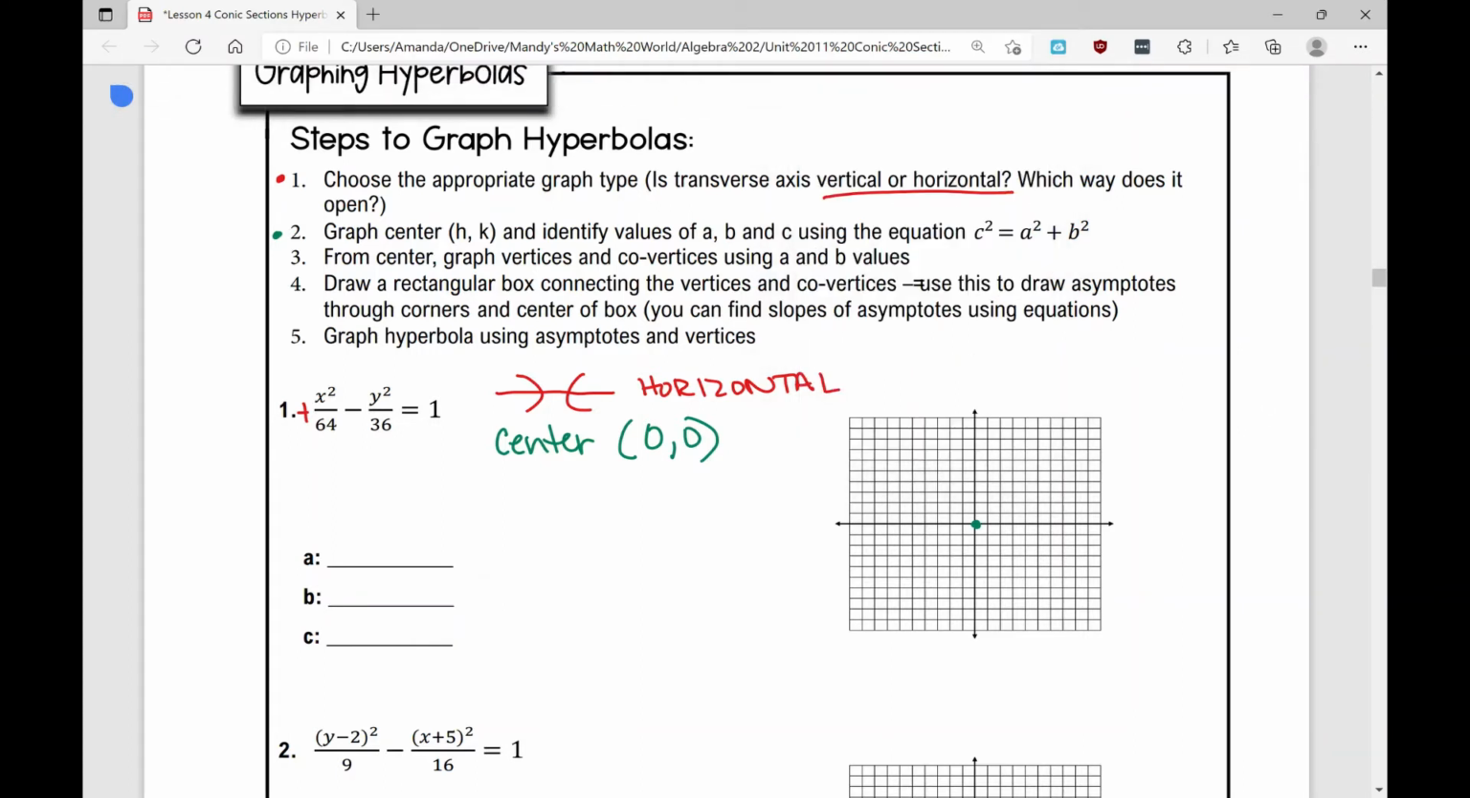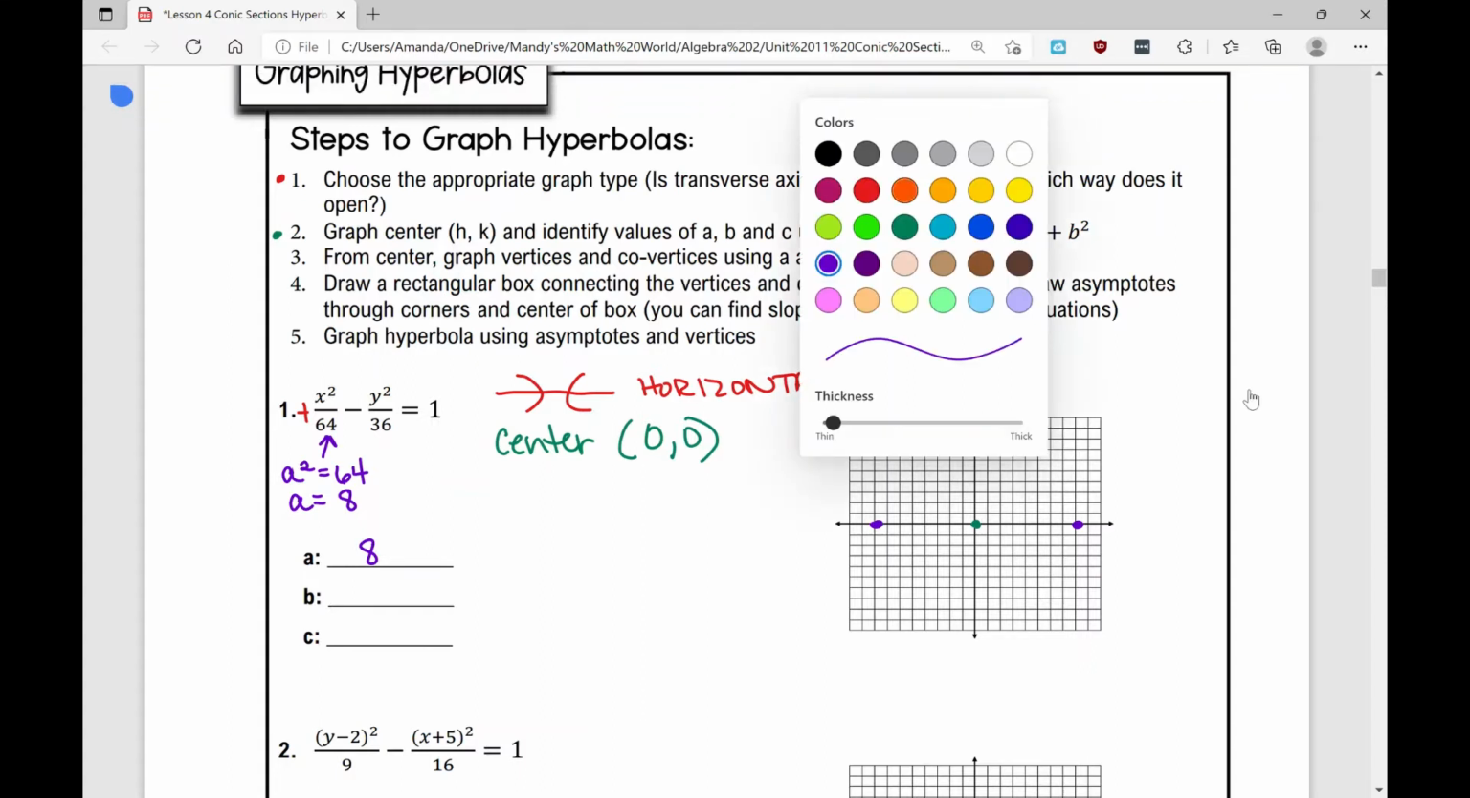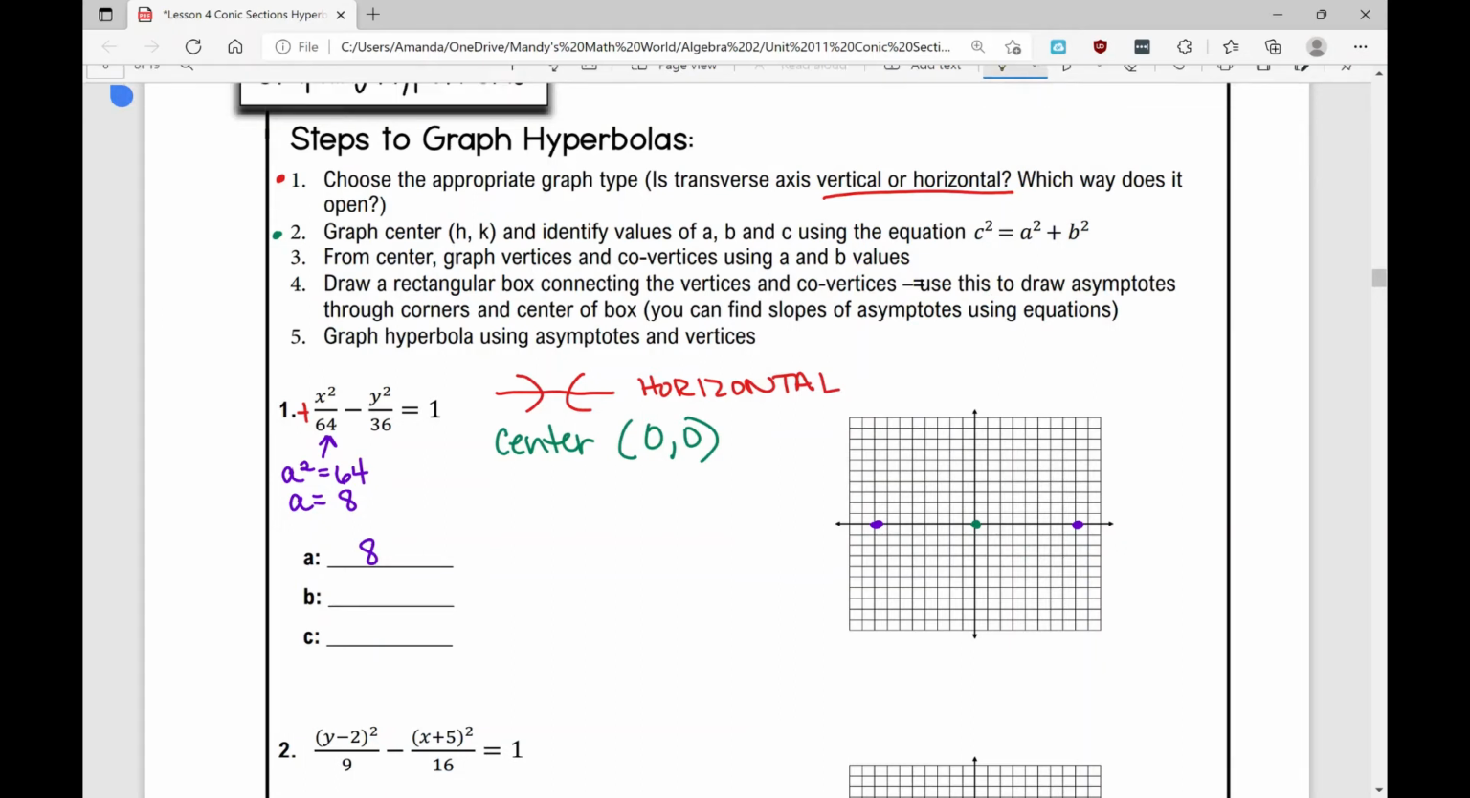Remember that A is the distance from the center point to each vertex. It's also the value that's under the positive fraction. This right here is a squared. So a squared equals 64, which means a is 8. So let's go out 1, 2, 3, 4, 5, 6, 7, 8 units from the center on that horizontal transverse axis. And now let's find the value of b, which is going to help us determine where our co-vertices are.